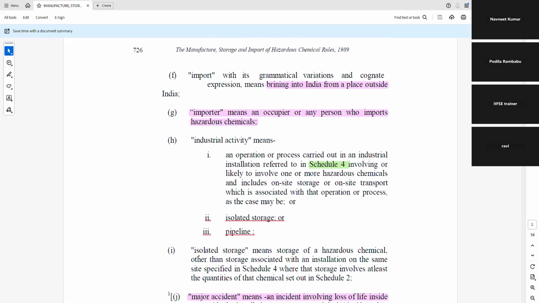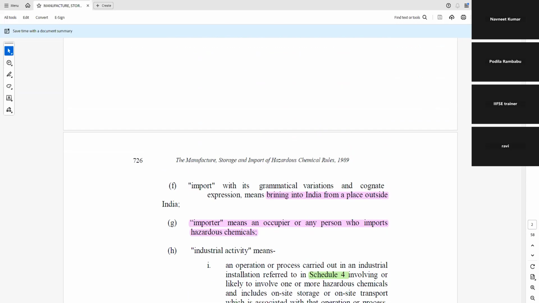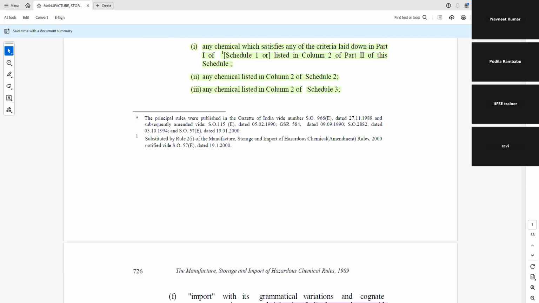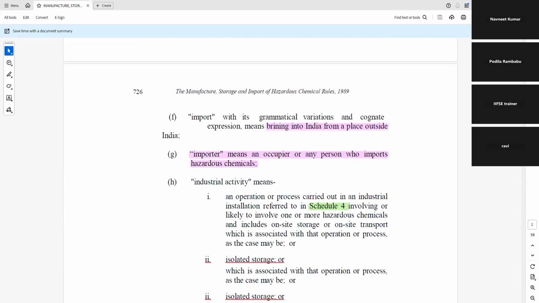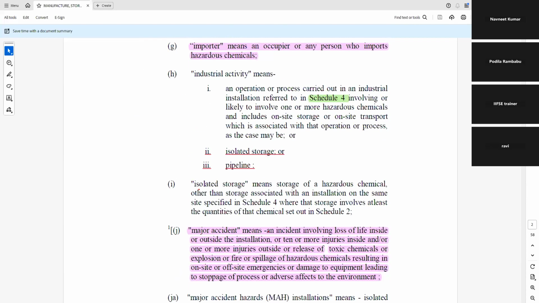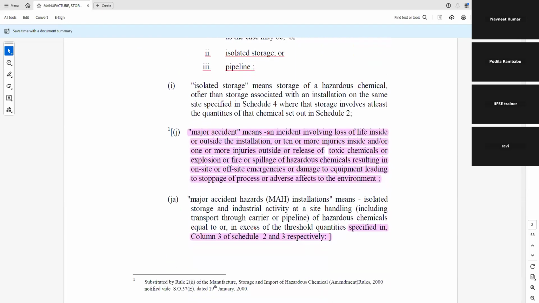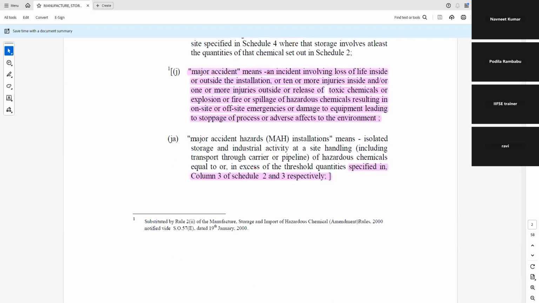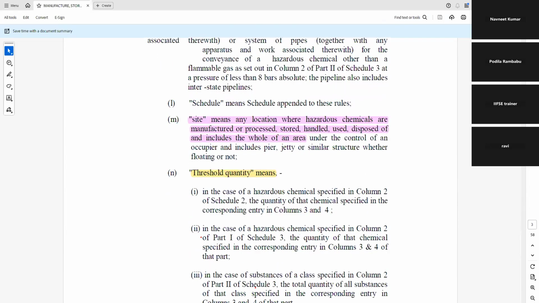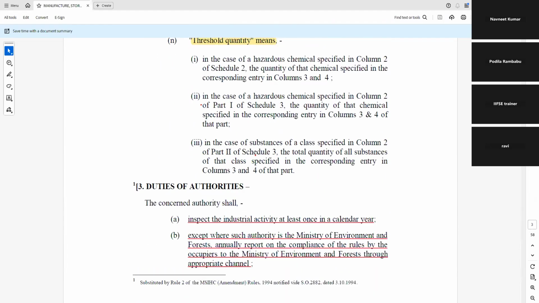Then we have seen the importer. Who is meant by importer? The person, institution or organization who is importing chemicals from outside India. And an exporter is one who is exporting chemicals out of India. Then we have seen what is meant by industrial activity, and we also covered major accident. Then we saw the definitions of site and threshold, which are the quantities mentioned in the three schedules of these rules.